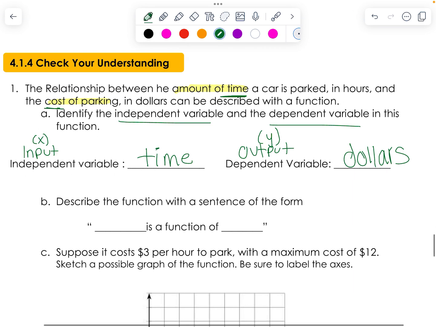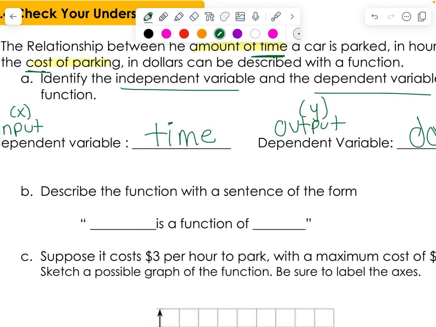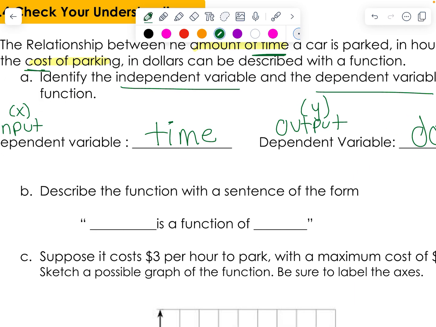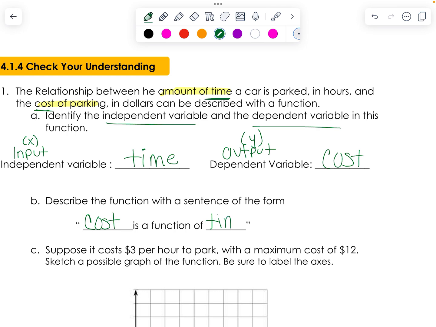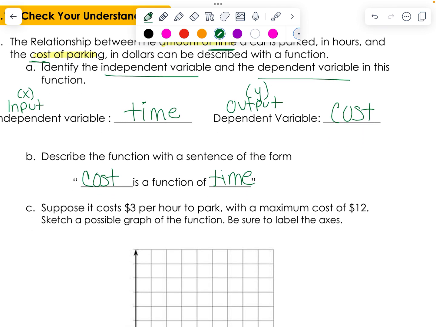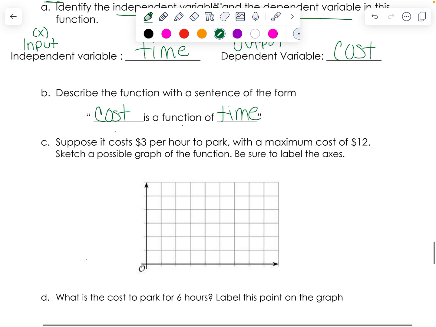If we were to describe the function, we would say that, I actually like the word cost over dollars. So the cost is a function of time. The cost depends on the amount of time you are parked.